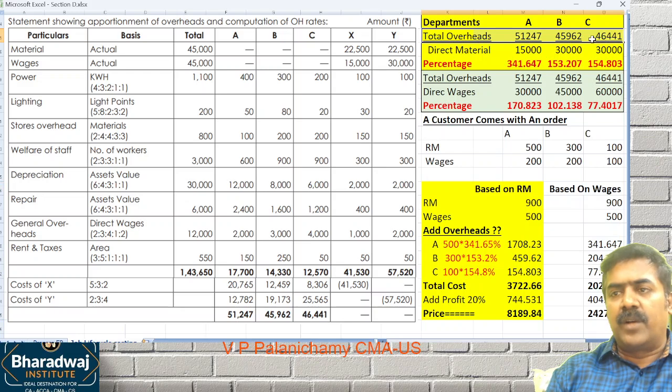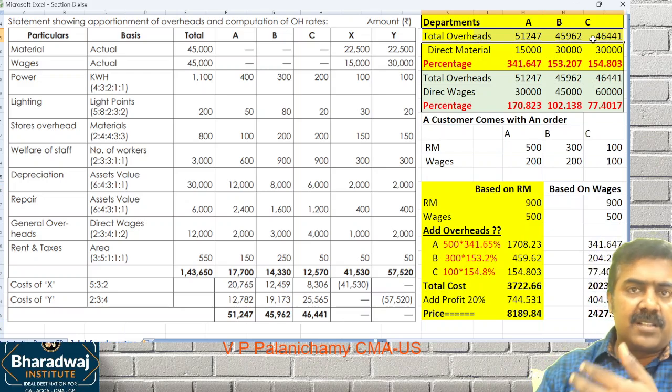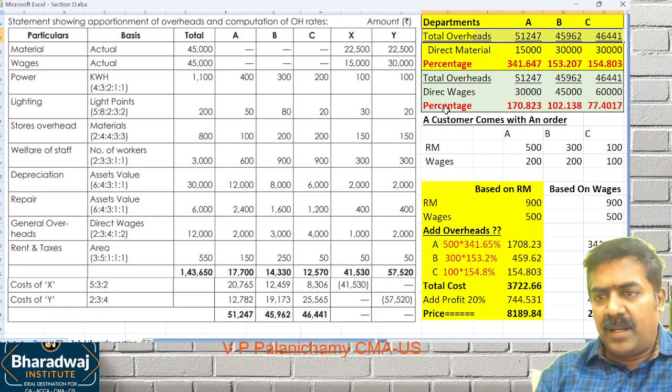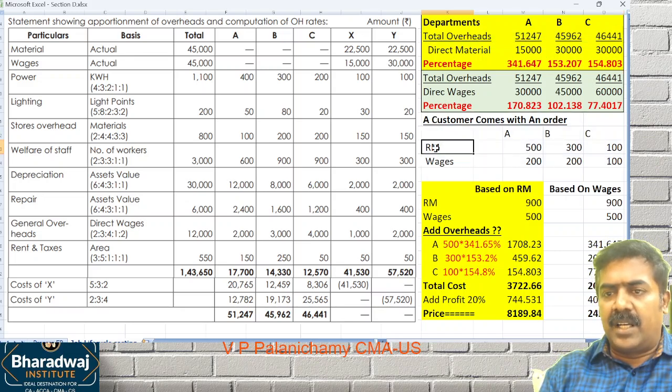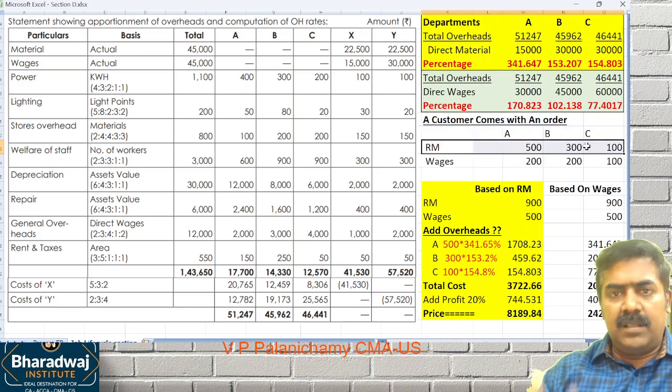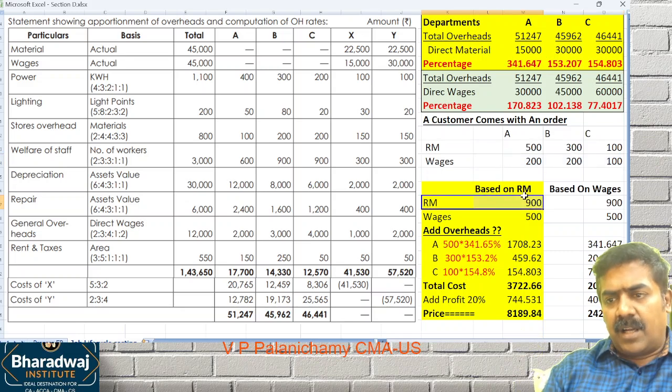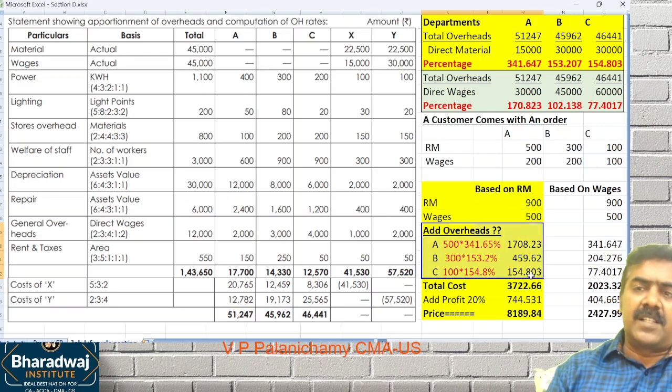What to do with total overheads? Whenever a job order is coming, we should know how much overhead should be charged to the customer. For example, a customer comes with an order that requires raw material to be consumed in 3 departments, processed in 3 departments, and wages also we incur. Raw material 500 plus 300 plus 100, wages 500. How to charge the overheads to the customer?